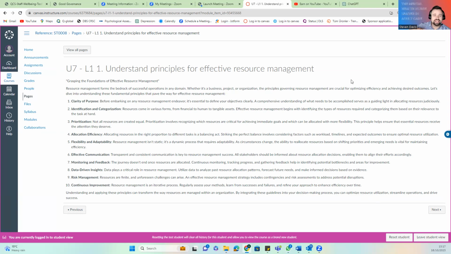We need to look at identifying it and its categorization. So what is it for? Is it a tangible? Is it going to be an asset? Is it going to be a resource, a human resource? Is it a system resource? So where does that come from?